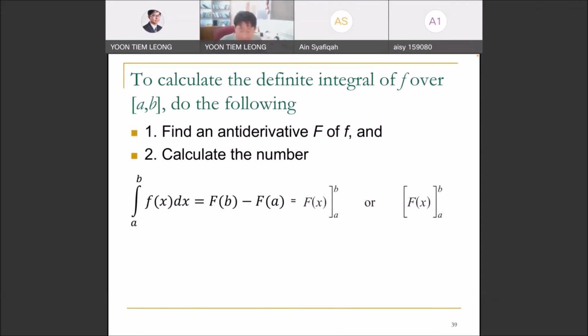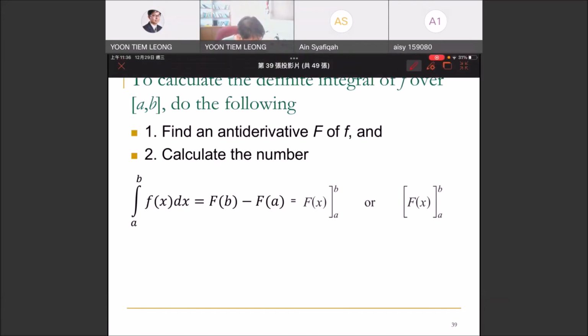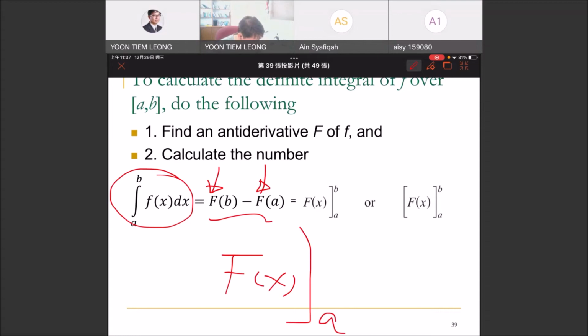You use this formula since secondary school. A function is defined between a and b, and you're asked to perform its definite integral. What you need to do is just find out what its antiderivative is, evaluate it at a and b, and sometimes the difference between capital F at b minus capital F at a is just written as F, and then you just have the lower limit and upper limit.